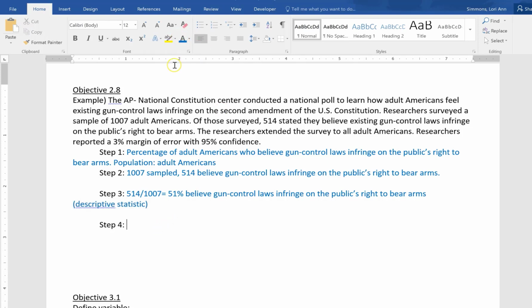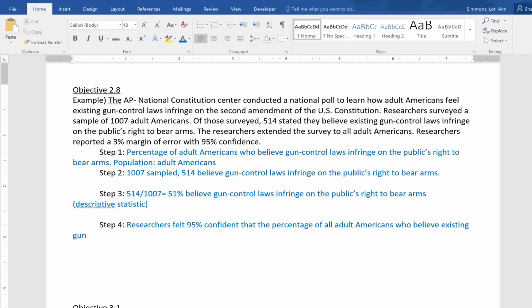Step 4 is to perform inference. So researchers felt, how confident? 95% confident that the percentage of all adult Americans who believe existing gun control laws infringe on the public's right to bear arms is between.